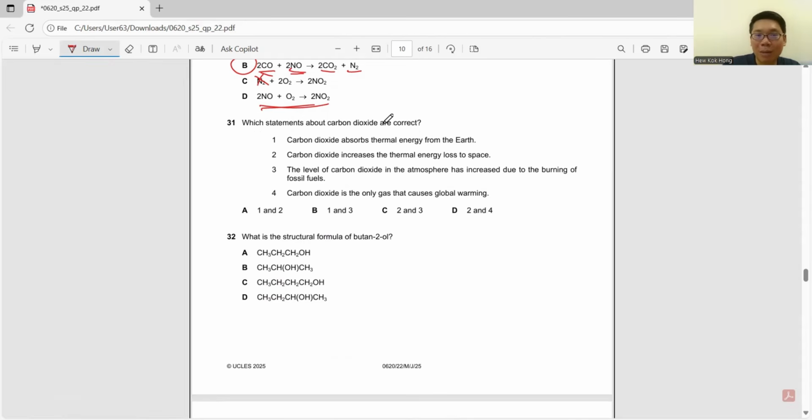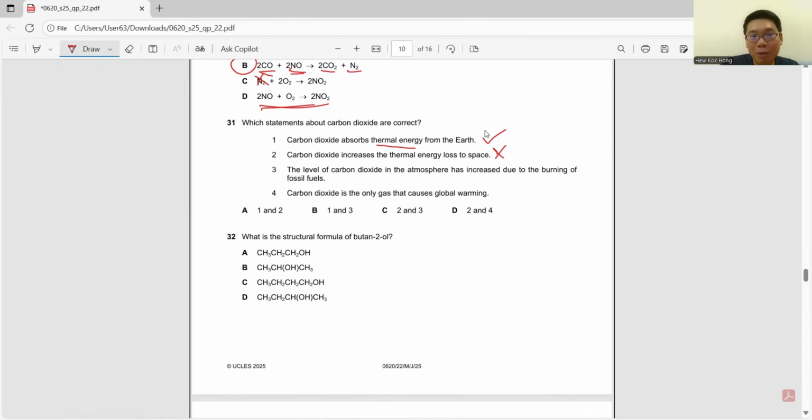31. Which statement about carbon dioxide is correct? Carbon dioxide absorbs thermal energy from the earth. Yes, that's why it traps the heat. Carbon dioxide increases thermal energy lost to space. Energy is unable to be lost to space, that's why global warming.